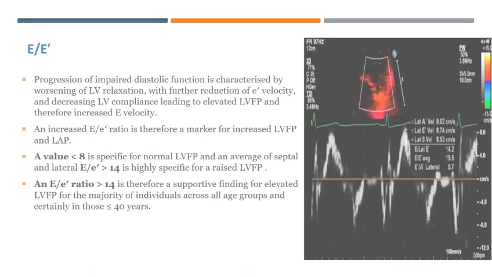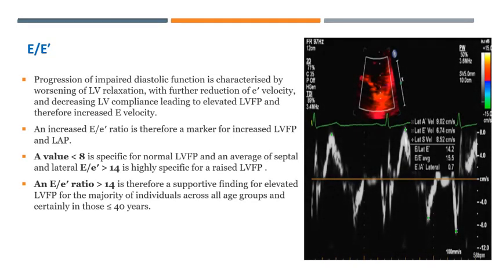E/e prime ratio. Progressive impaired diastolic function is characterized by worsening of left ventricular relaxation with partial reduction of e prime velocity and decreasing left ventricular compliance, leading to elevated left ventricular filling pressure and therefore increased E velocity. An increased E/e prime ratio is therefore a marker for increased left ventricular filling pressure and left atrial pressure.